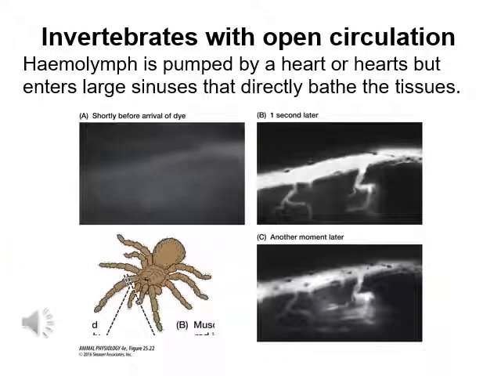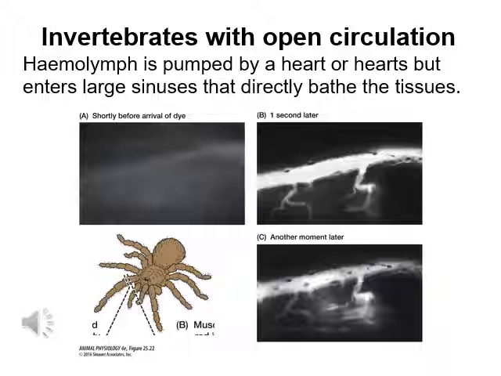Most other invertebrates have what are termed open circulatory systems. Hemolymph, or blood, is pumped by a heart or multiple hearts and travels in vessels through some of the circulatory system, but then fills large sinuses, or open spaces that directly bathe the organs and muscles.